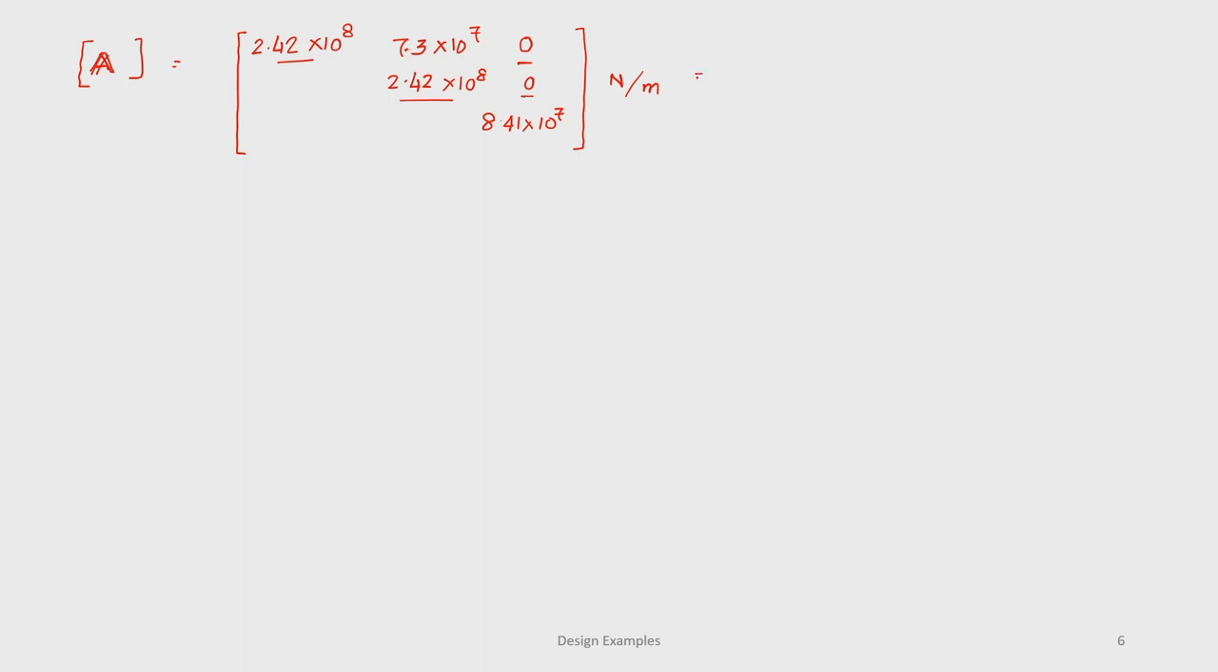Now, immediately we can find out what is A inverse. Okay. Therefore, we can find out what is A inverse: 4.55 × 10⁻⁹, −1.3 × 10⁻⁹, 0. So it is same. 4.55 × 10⁻⁹ and 1.18 × 10⁻⁸. Okay. So this is A inverse, 1 by meter per Newton.